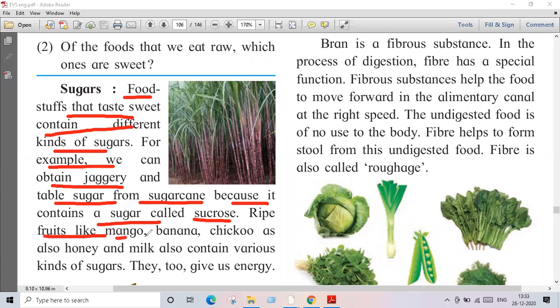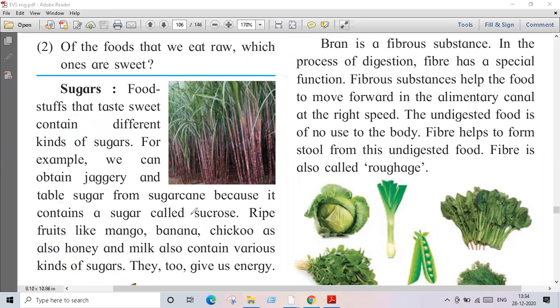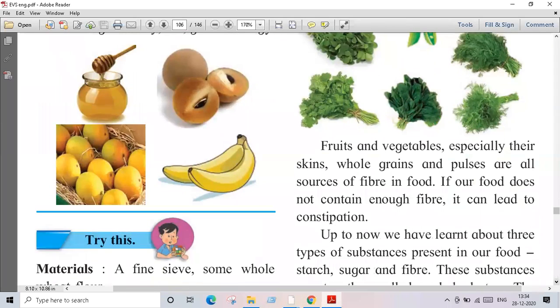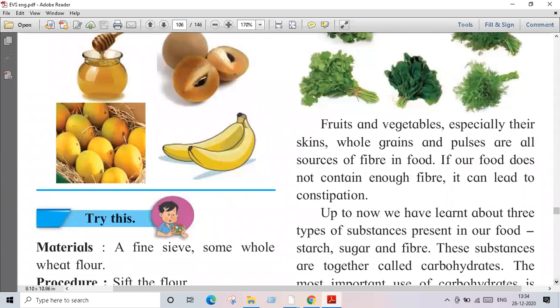So, ripe fruits like mango, banana, chikoo, as also honey and milk also contain various kinds of sugar. They too give us energy. ते तुम्हाला एनर्जी देतात. ऊसापासून तुम्हाला साखर मिळते आणि काय मिळतं? गुळ सुद्धा मिळतो, ज्वारी सुद्धा मिळते. Getting, guys? And they also provide you what? Energy. See, these are the different, this honey, chiku, banana, etc.